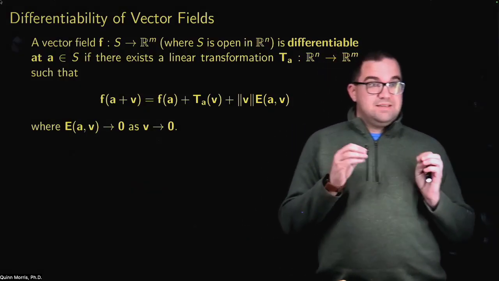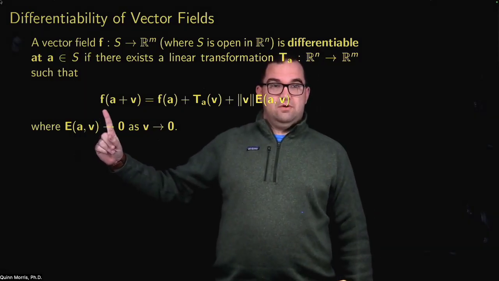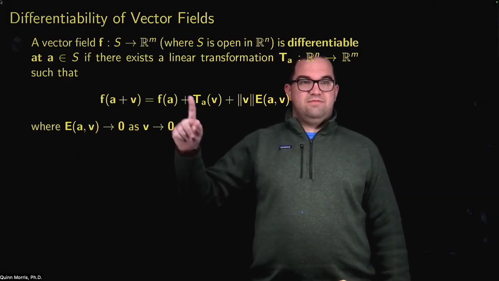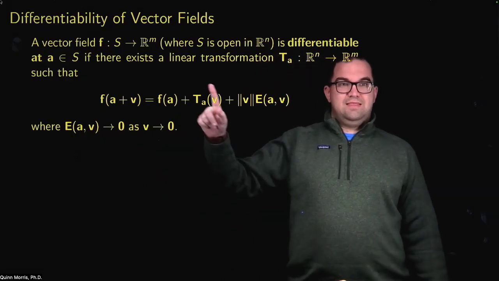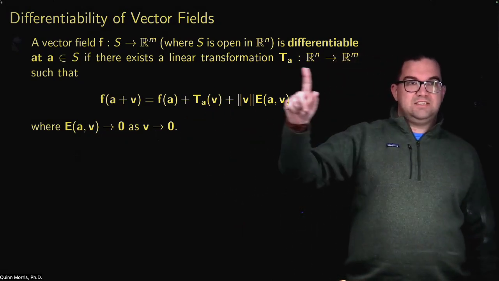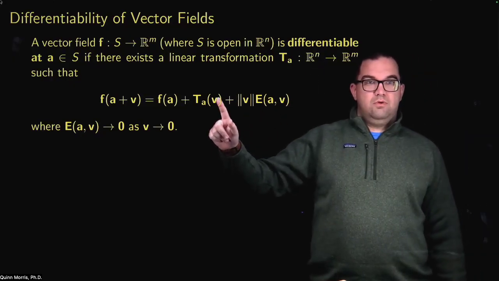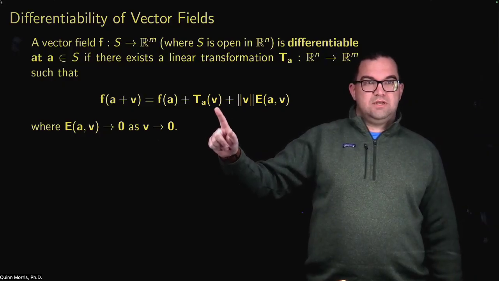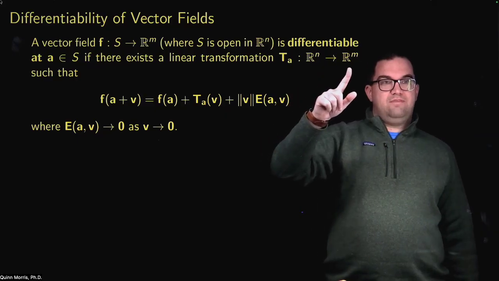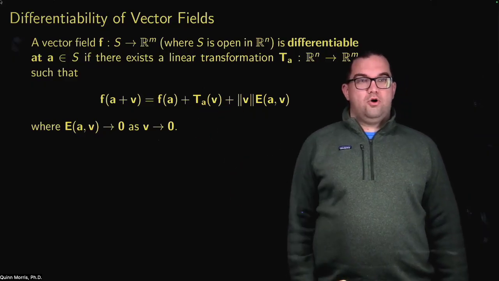Now, again, some things have changed, so let's be careful about this. Now f is a vector field. This is a vector in Rm. F of a is a vector in Rm, hence why we need this quantity to be a vector in Rm. So we're saying that T sub a takes vectors in Rn, v is in the domain space, so it's in Rn, and it turns it into a vector in Rm, which is good. I need this output to be in Rm.